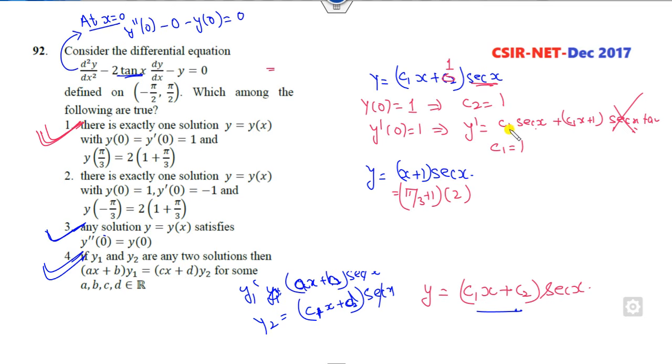C1 will be minus 1. So this option is the wrong option. So the right y dash 0, y dash 0 is minus 1. So C1 will be minus 1. So it will be minus of here. So that's also a correct option. In that case C1 is minus 1. So the solution will be here. So what is the secant of minus pi by 3? It's again plus pi by 3. So all options are my correct answers.